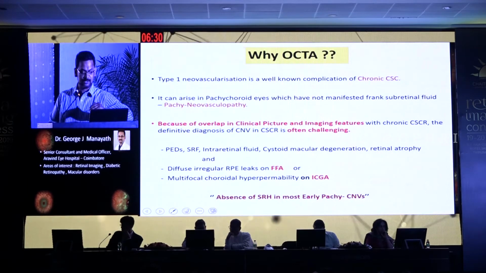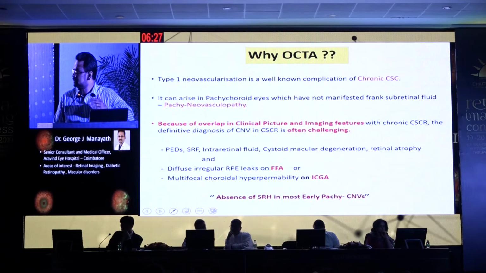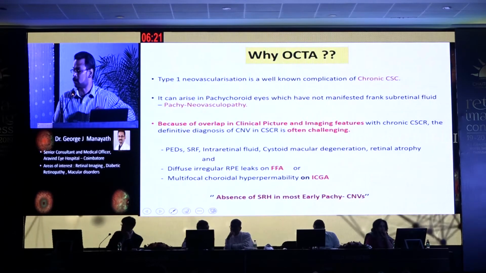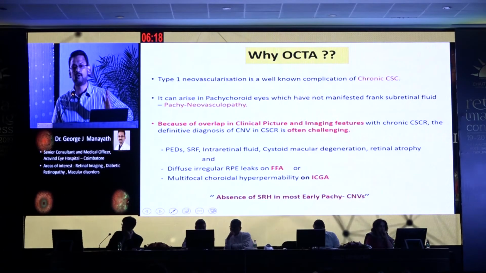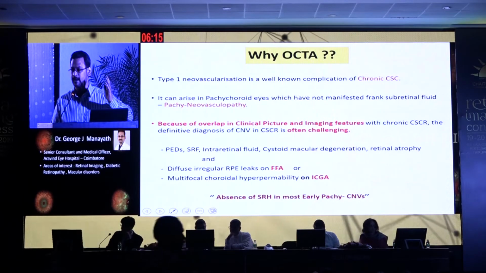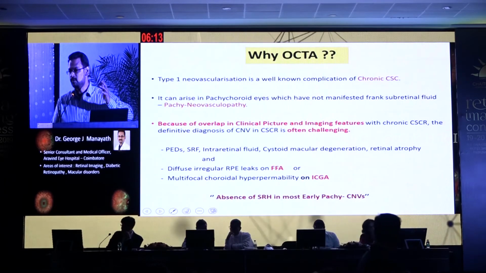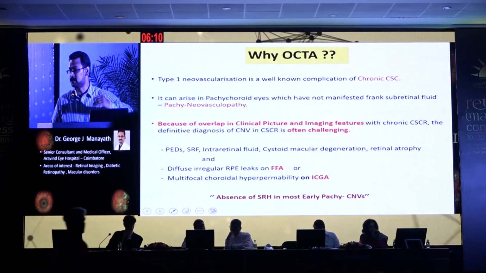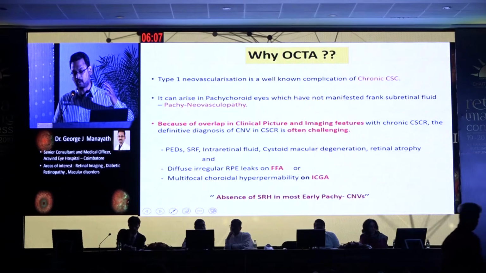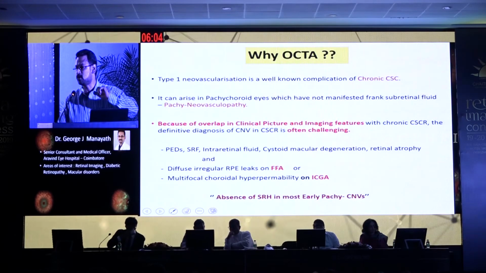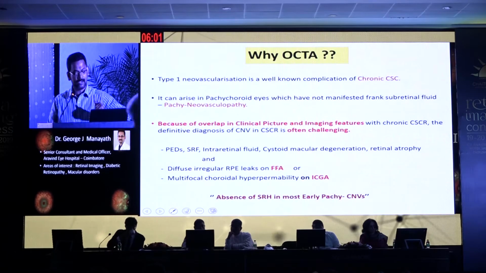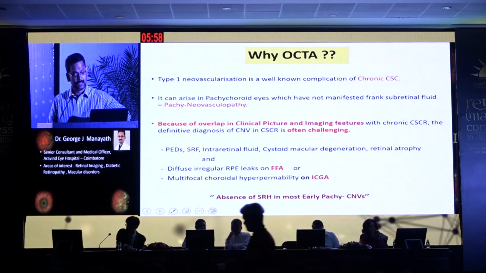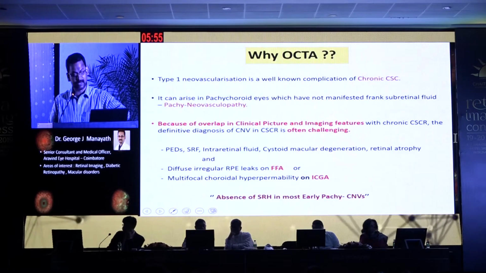So the diagnosis can be challenging because the PEDs, presence of SRF, intraretinal fluid, cystoid macular degeneration, as well as the retinal RPE atrophy are common to both these entities, and the fluorescein most of the times just shows a diffuse irregular RPE leak. And even more, the ICG angiography, which I will be showing later, will just show multifocal areas of choroidal hyperpermeability and not a frank or subtle CNVM there. And to add to the situation, the early pachy CNVs usually do not present with subretinal hemorrhage. So we need a diagnostic tool which specifically picks up these neovascularizations.